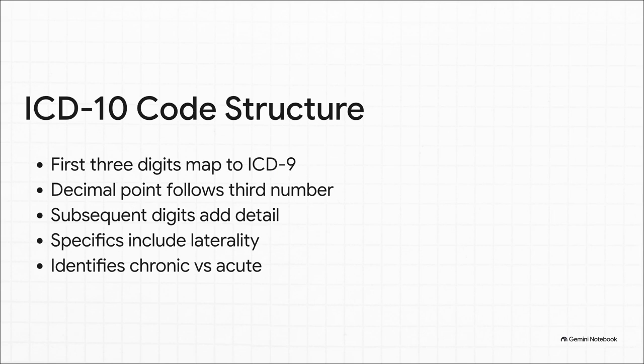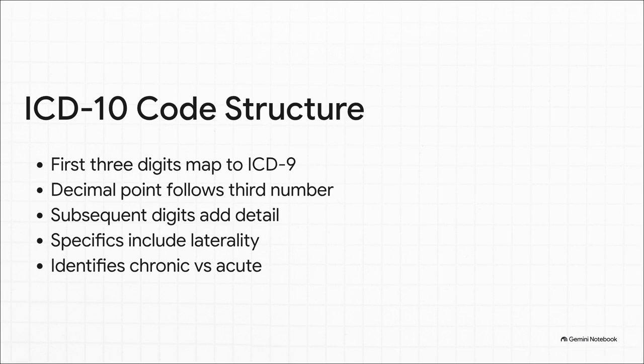It's kind of like reading a really specific zip code. The first 3 digits are basically your broad category, very similar to the old ICD-9 codes. Right after that third digit, you drop in the decimal point. But it's those subsequent digits after the decimal where the real magic happens. That's where you get the highly specific medical context.